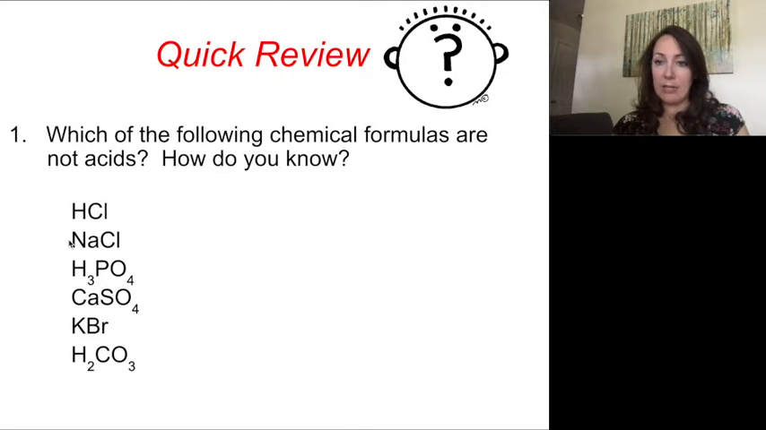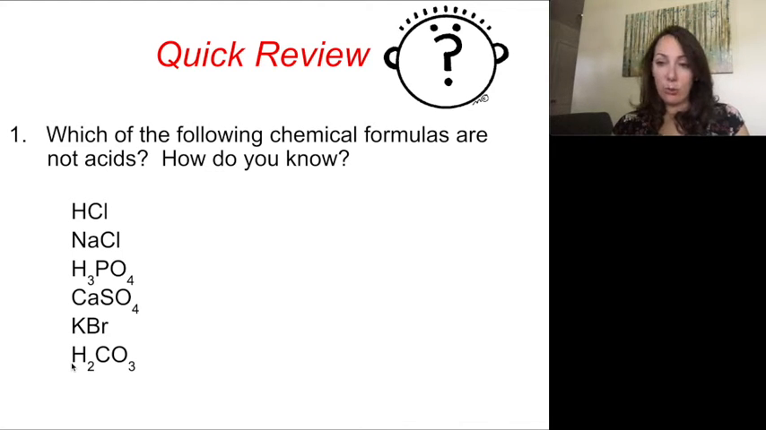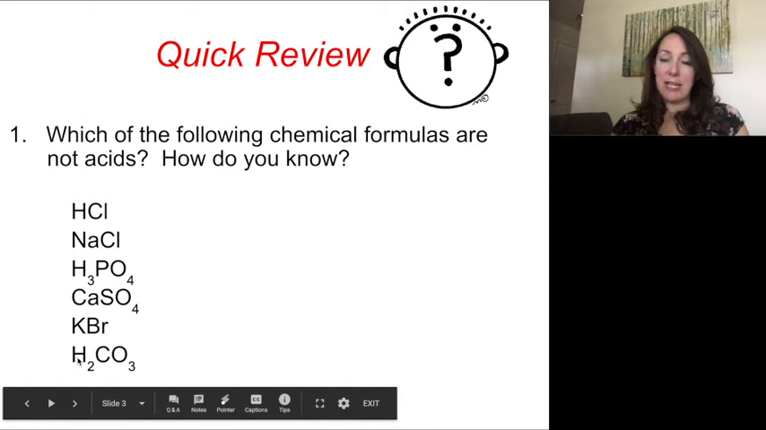NaCl, sodium chloride, which is also known as salt. There's not even a hydrogen listed in there, so it's definitely not an acid. H3PO4, so we've got hydrogen phosphate. We've got an H3 at the beginning, so that's very likely going to be an acid. CaSO4, which is calcium sulfate. There's no hydrogen listed here, so that's not an acid. KBr, potassium bromide, no hydrogen, no acid. And then we have H2CO3. We have the hydrogen at the beginning, so this would be an acid.